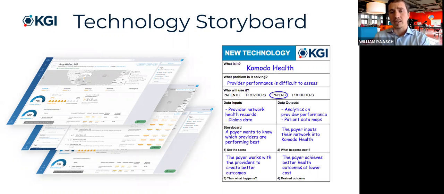So the storyboard is that a patient wants to know which providers are performing the best. After that, the payer then inputs their network into Comodo Health, and then the payer works with the providers to create better outcomes after they see who really are the problem providers, who are the providers that are doing the best, and therefore maybe they could benchmark a little bit and then share that data with the problem providers. The desired outcome is that the payer achieves better health outcomes at a lower cost, which is pretty much any payer's goal.